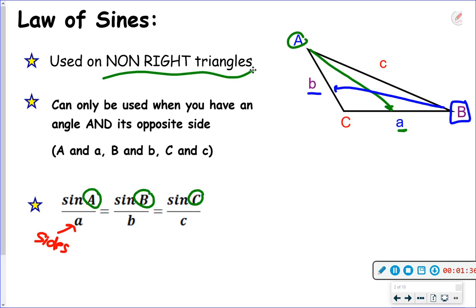Now, you can only use law of sines if you are given an angle and its opposite side. So you have to have a pair. Angle B, side B. Angle C, side C. You have to have a pair. You might be like, well, what if I don't have a pair? Well, that's Monday's lesson. That's law of cosines. That's a different formula. We will have a tool to address that. But today we are always starting with an angle and its opposite side.